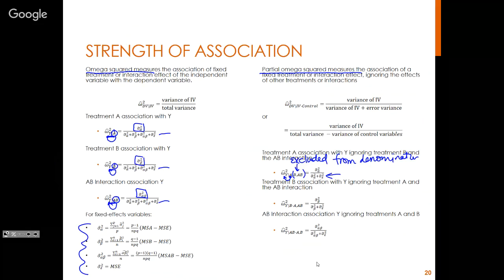So over here, this is omega squared for treatment A, and we see treatment A on the top and all four components on the bottom. This one is the corresponding partial omega squared, where it's still the association of A with the dependent variable, but now we are controlling or ignoring the effect of treatment B and the interaction. And then we can do that also for B and for AB.